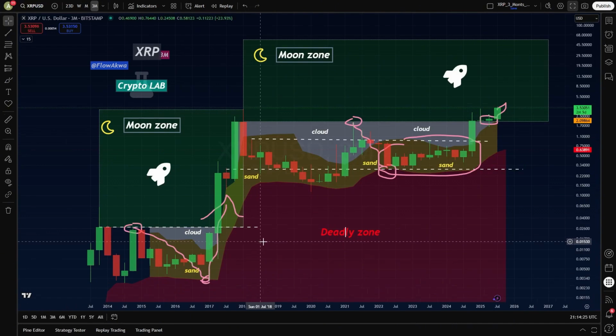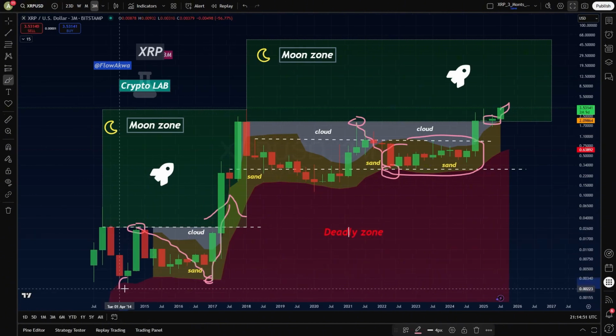So as you can see on this chart, you have the deadly zone, you have the sand zone, the cloud zone, and the moon zone. Let's start with the easiest one. First, we have the deadly zone with the bottoms. So for example, here you have a bottom for XRP, here also. We touched the deadly zone, we have a bottom, and here again.